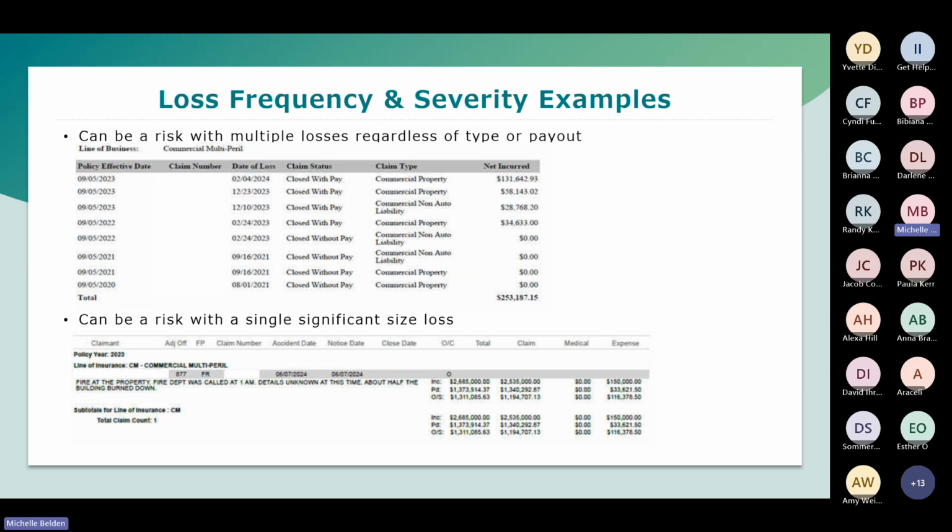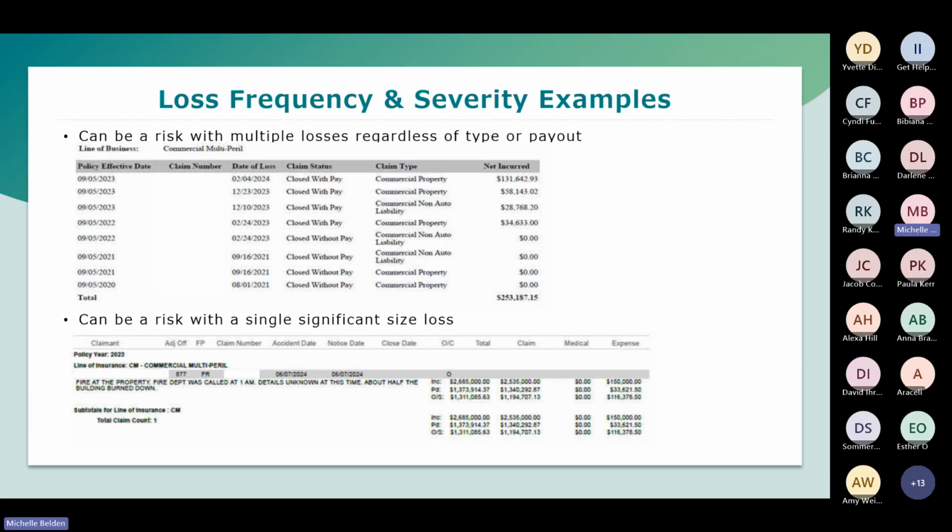For this one, for the loss frequency and severity examples, on the top one we can see that they've had a lot of losses in a short period of time. From 2020 to 2023, you're looking at like 8 losses with a payout of over $250,000. So it seems like they kept having certain types of losses, even though a portion of those were closed no pay. Depending on that, it could also affect you, even if they're closed no pay, because why do losses keep getting turned in on a policy if they're not paying out? A carrier could question that.